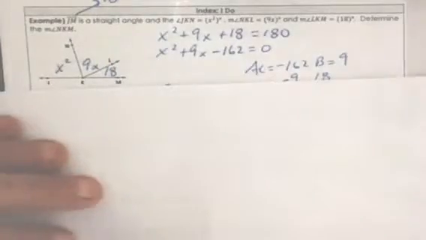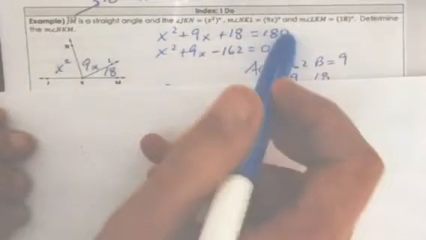And the measure of JKN equals x squared, NKL equals 9x, and LKM equals 18. So boom, boom, boom. The three angles labeled with their expressions or their variables. We add them together and it equals 180 degrees. So x squared plus 9x plus 18 equals 180 degrees.